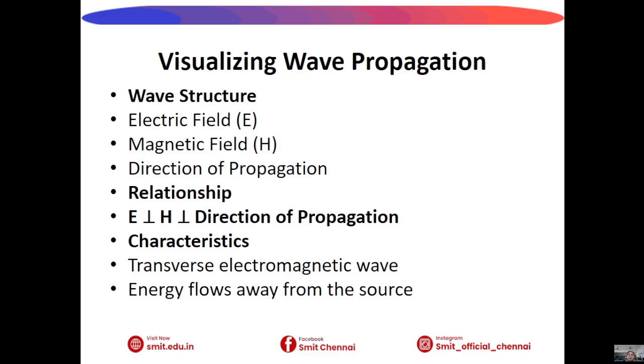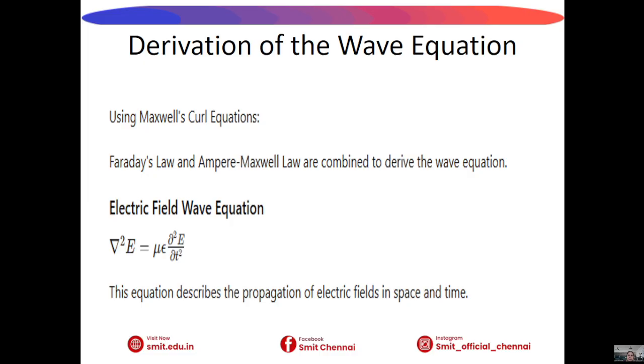Next we see about visualizing the wave propagation. An electromagnetic wave consists of three mutually perpendicular directions. The electric field represented by E oscillates in one direction. The magnetic field represented by H oscillates in a direction perpendicular to the electric field. The wave itself propagates in a third direction perpendicular to both E and H. Therefore, we say E is perpendicular to H and both are perpendicular to the direction of propagation. This makes electromagnetic waves transverse waves.